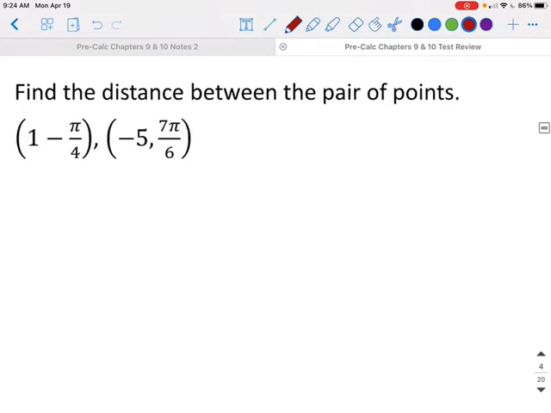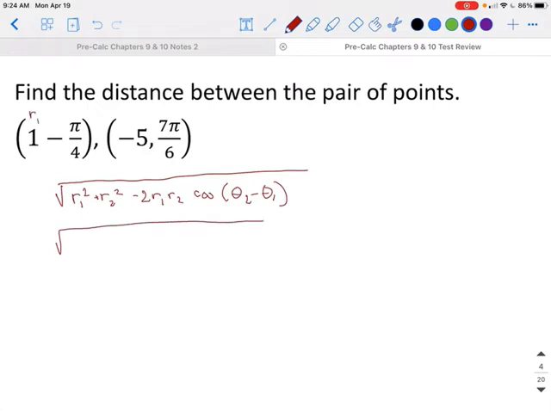We need to find the distance between the pair of points. Remember, to find the distance in polar, we're going to do r1 squared plus r2 squared minus 2 times r1 times r2 times the cosine of alpha 2 minus alpha 1. So this is our r1 and our theta 1, r2, and theta 2. So we're going to do 1 squared plus negative 5 squared minus 2 times 1 times negative 5 times the cosine of 7 pi over 6 minus a negative pi over 4.